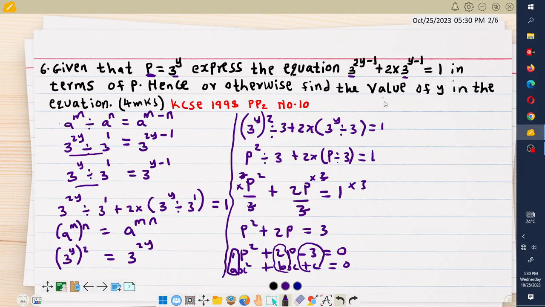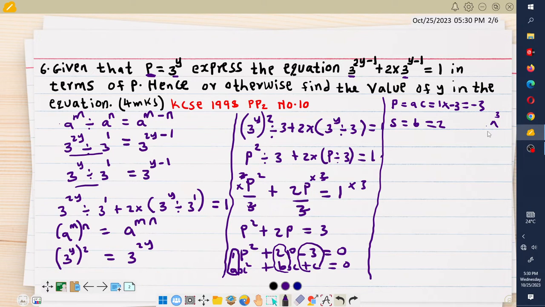So I'm going to find the product and of course the sum so that I solve for the unknown value of p. My product will be the value of ac, which is equal to 1 times negative 3, so the product is actually negative 3. Then the sum will be the value of b, which in my case is 2. So if you look at the two numbers, when you multiply you get negative 3, if you add you get 2. I believe you simply check the factors of 3.